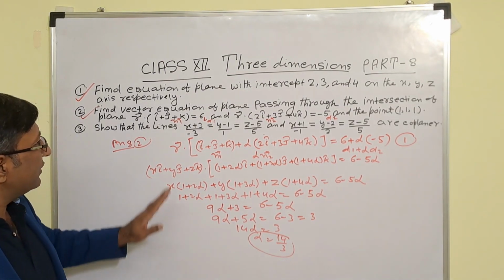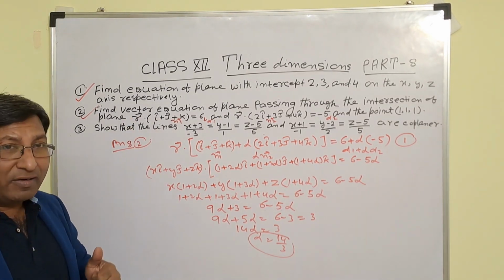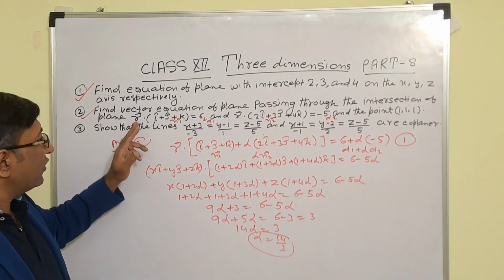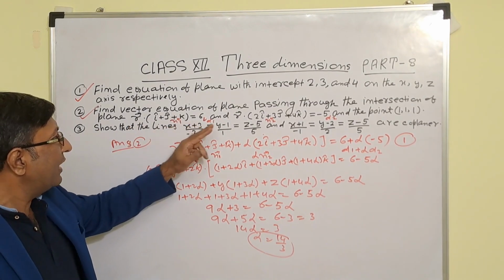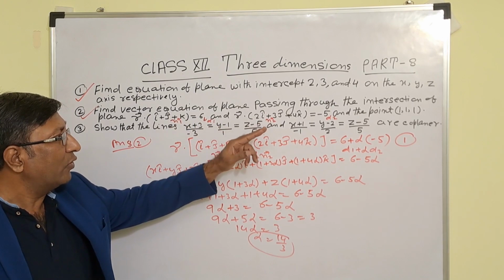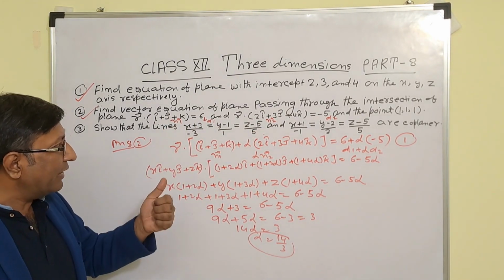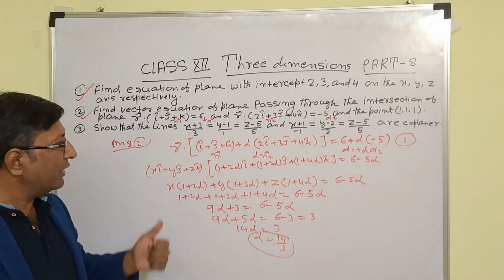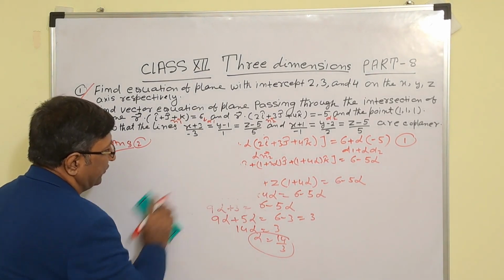Good. So this is the second important question. You have to learn that the vector equation of planes is r dot n1 equal to d1, r vector dot n2 equal to d2. From the given equations you can find n1, n2, d1, d2. Then apply this formula. So now come to the third question.